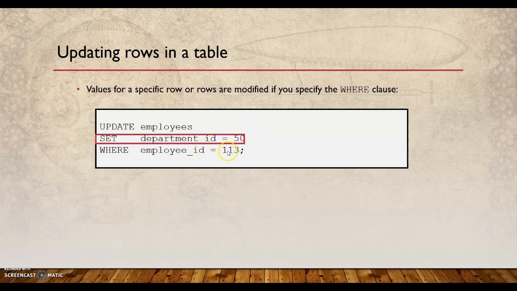If you look at it, this is an ideal condition I was discussing. Say, for example, an employee is transferred to a different department. Just as an example, he's in department 90, and then he's moved into department 50. Then you issue the update statement: set department ID 50 where employee ID is 113. That means whatever his earlier department was gets overwritten with a department ID of 50.